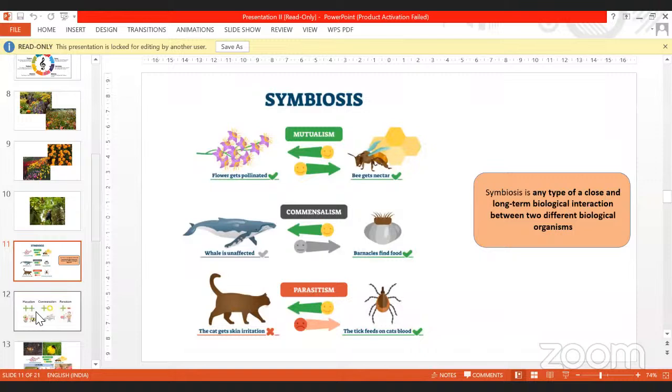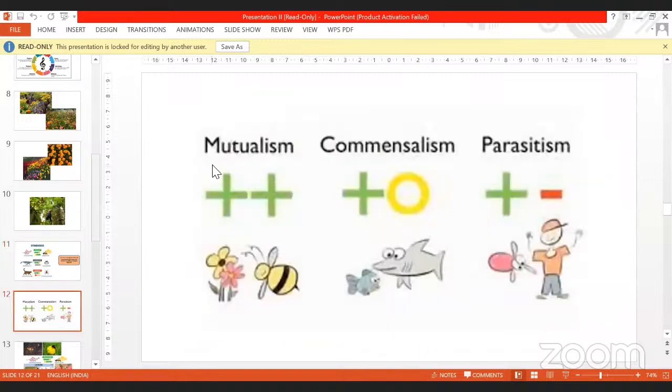Now, what do we mean by symbiosis? It comprises 3 to 4 different kinds of compartments. One is mutualism, the other is commensalism, and another one is parasitism. So what do we understand by mutualism? That means when there are 2 objects interacting and both are benefiting from each other. Okay, so this is what we call mutualism. So let's look at one example of mutualism.